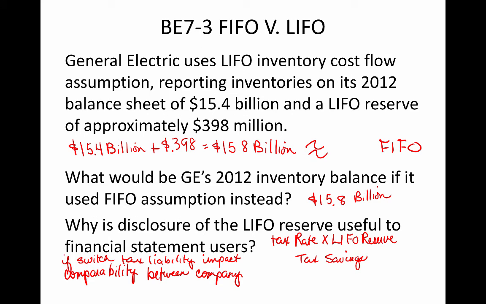So to bring this into perspective a little bit more, GE, when it used LIFO, showed a value of $15.4 billion. It had a LIFO reserve of $398 million. So if you take the inventory valuation on the balance sheet plus the LIFO reserve, you get a pretty good feel for what FIFO would look like on that balance sheet. So then you can do financial ratio analysis and so on. So that hopefully helps.